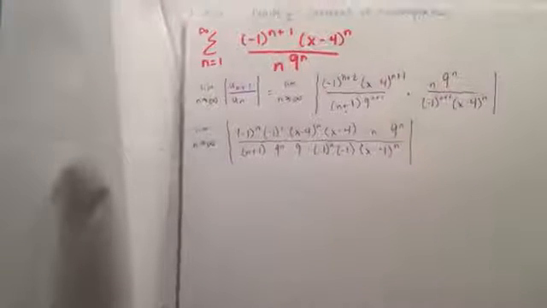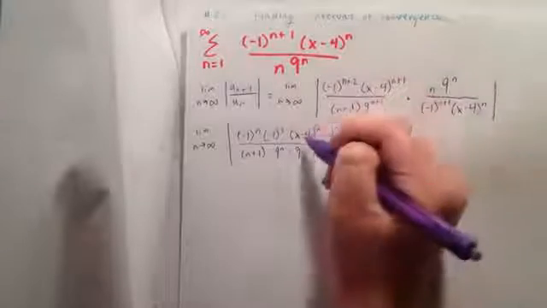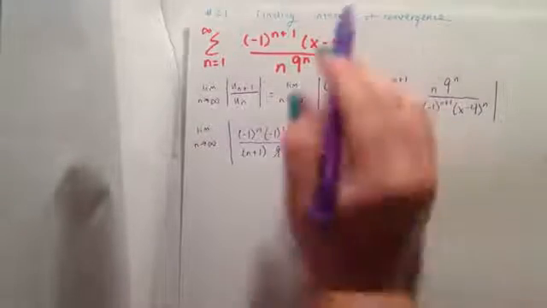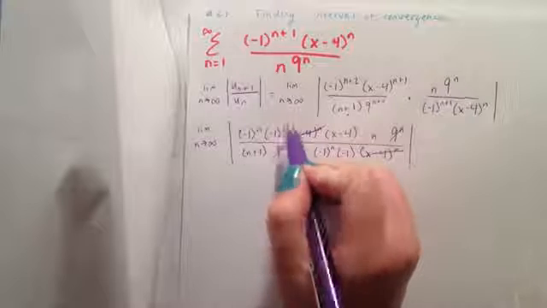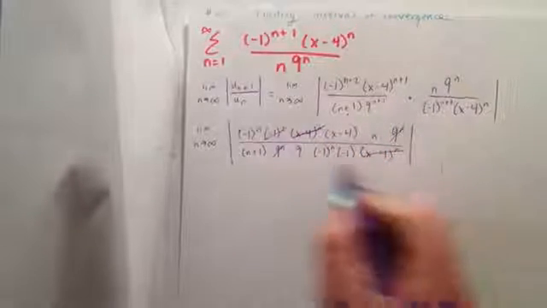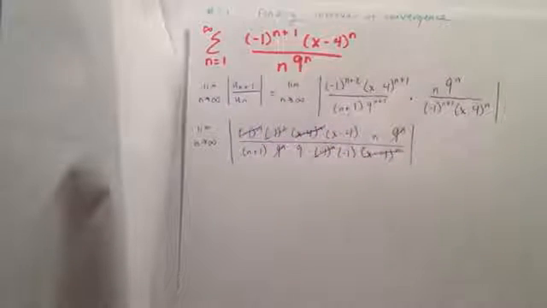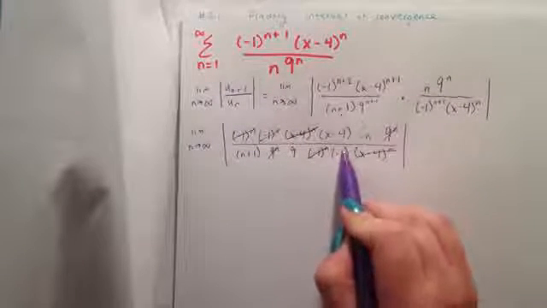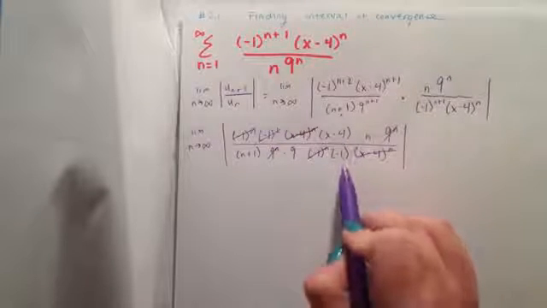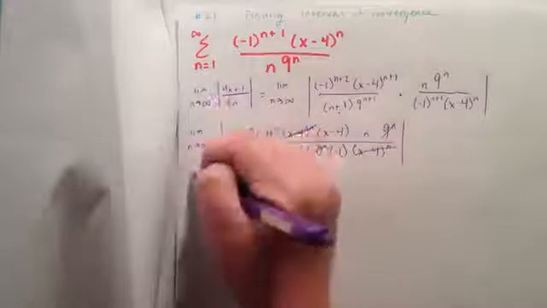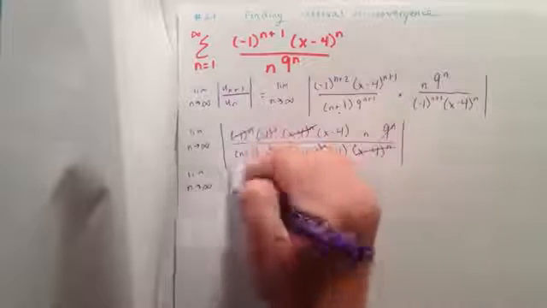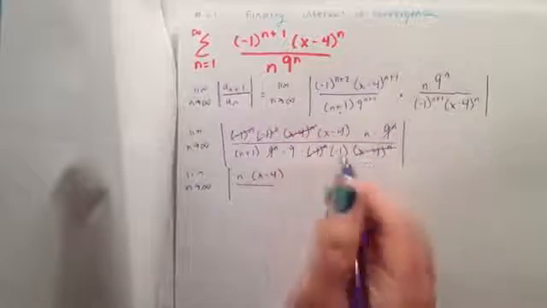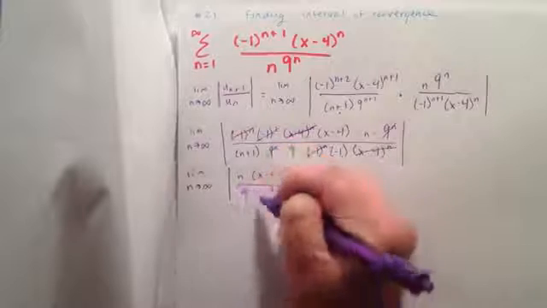Whew. Okay, so now we can cancel things out. We can cancel this guy, the 9 to the n. Negative 1 squared is just 1, so we won't have to worry about this guy. We can cancel out the negative 1 to the nth powers. And I think that's it. And don't forget, we can throw out this negative 1 because the absolute value of anything is going to be positive. So this negative 1 won't be applied anymore. So now we're left with limit as n approaches infinity of n times x minus 4 over 9 times n plus 1.